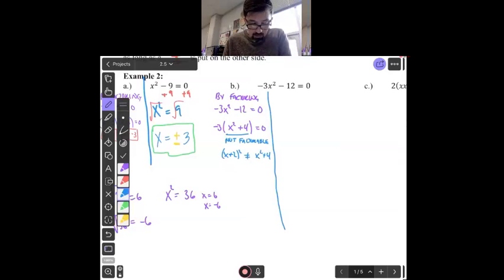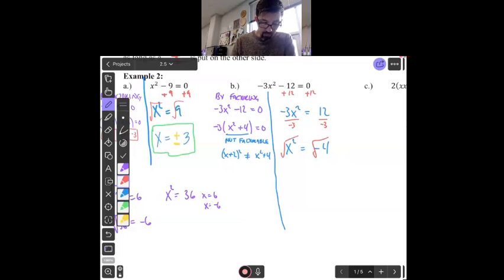Same idea here, we want to get x by itself. So I'm going to add 12 to both sides first. Still trying to get x by itself, I'm going to divide by negative 3. And then since I'm down to the power part, I can get rid of it by square rooting. So x equals, and as soon as I square root both sides, the plus minus needs to show up.